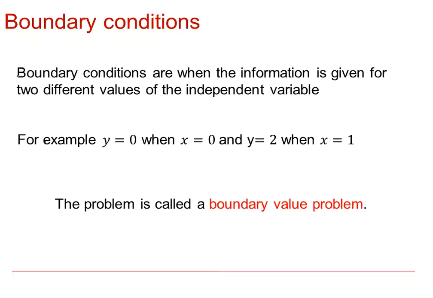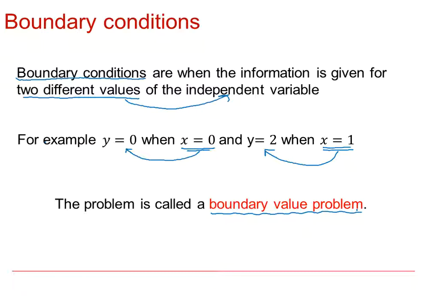So now we're going to find our two arbitrary constants in our general solution using what are called boundary conditions. And this is information given about two different values of our independent variable. So for example here we're told that when x is 0, y is 0, and separately when x is 1, y equals 2. And these form 2 points on our solution, and these are called boundary points. And this kind of problem is called a boundary value problem.